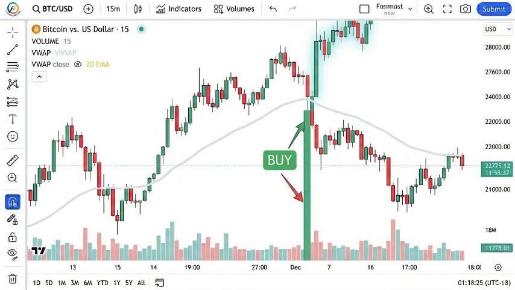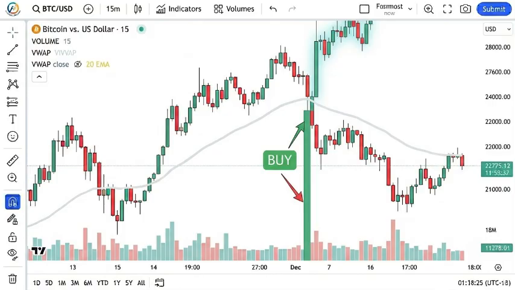The second strategy is called reversion to the mean. It is based on a simple truth. Price rarely stays far from VWAP for long. Imagine VWAP is the center of a magnet. Price is a metal ball. When the ball gets too far from the magnet, it snaps back.